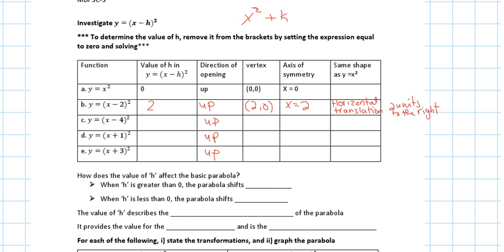What's the h value? 4. Vertex? Axis of symmetry? x equals 4. Horizontal translation, 4 units to the right.